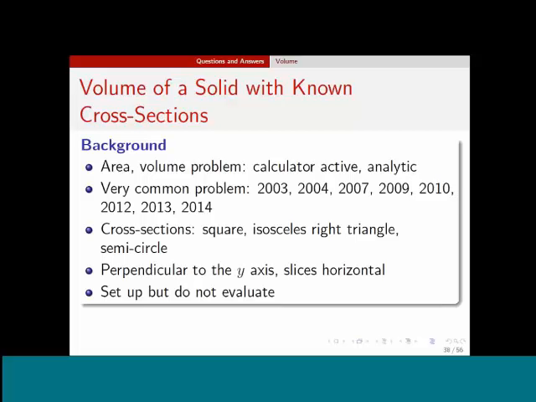Now, look, if we give you one like this, could it change? Absolutely, but those have been the most common cross-section. We have not asked too often about a cross-section perpendicular to the y-axis, but we could. And often some of these questions say set up an expression for a certain volume or set up an expression to solve for a certain parameter, but don't evaluate.